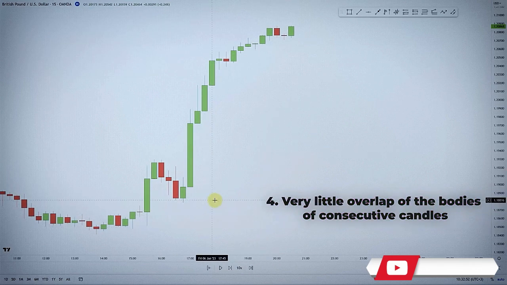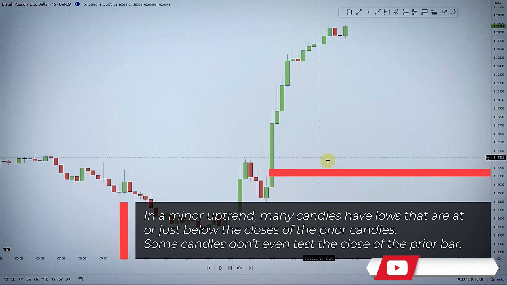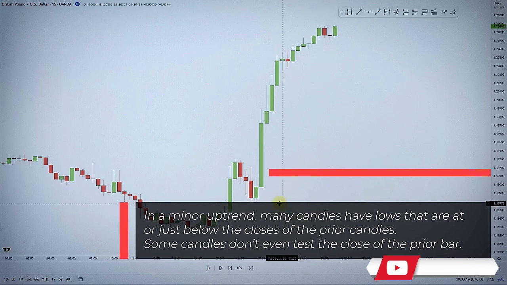Number 4. There is very little overlap of the bodies of consecutive candles. The degree of overlap with the previous candle tells you the current market phase and the power of the price bar. In a strong trend, there is very little overlap of the bodies of consecutive candles. For example, in a minor uptrend, many candles have lows that are at or just below the closes of the prior candles. Some candles don't even test the close of the prior bar.